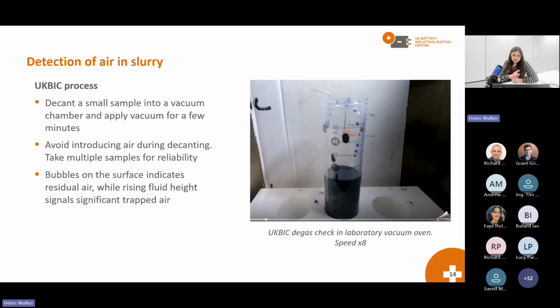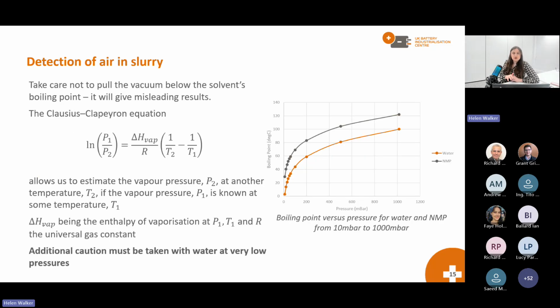But there's a word of warning here. At different pressures, different solvents will boil at different temperatures. So we have to be very, very careful, both when we are degassing and when we are performing our degas check, that we are not starting to boil off our solvent.